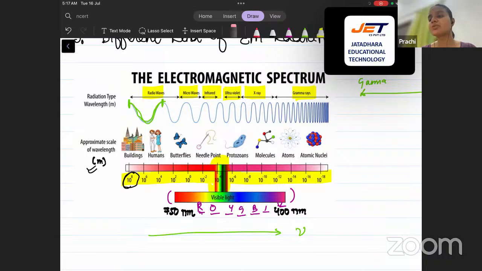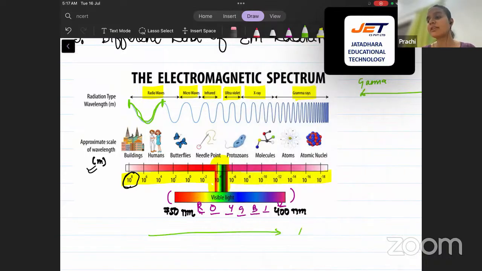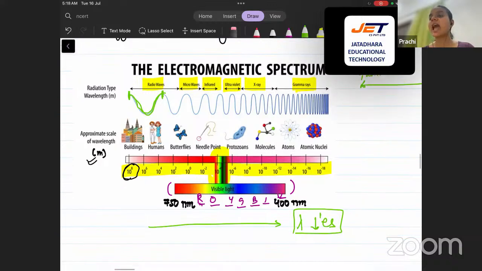Now, as I am moving from radio to the gamma radiations, what happens to the wavelength? The wavelength decreases, and the frequency increases. We'll see later on why this is happening and how the energy and the frequency are related to each other.